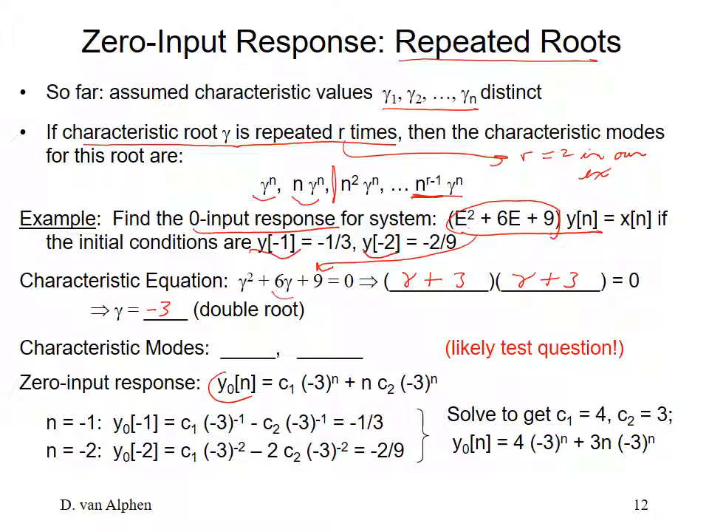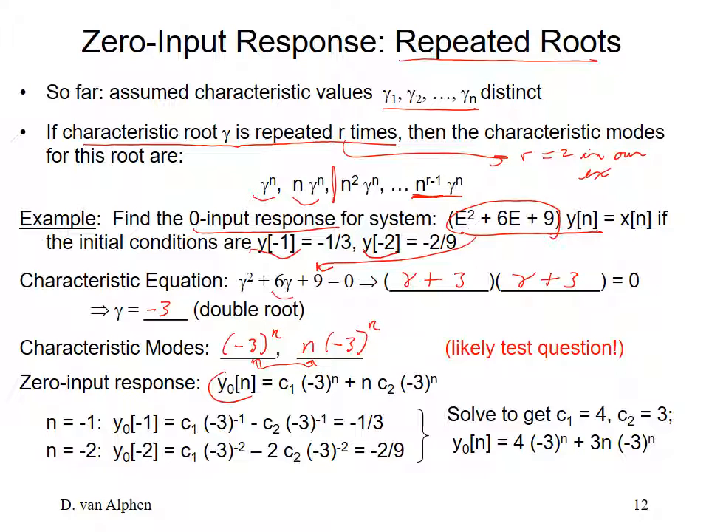So our characteristic modes: the first one is just going to be that gamma value to the n power, as it was in our previous example. But for the next one, we have to take n times that gamma to the nth power, because we need two distinct characteristic modes. We can't just use negative 3 to the n twice.